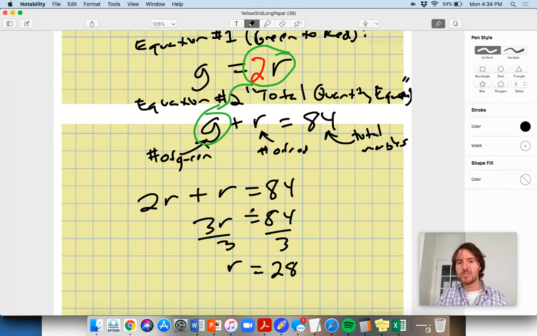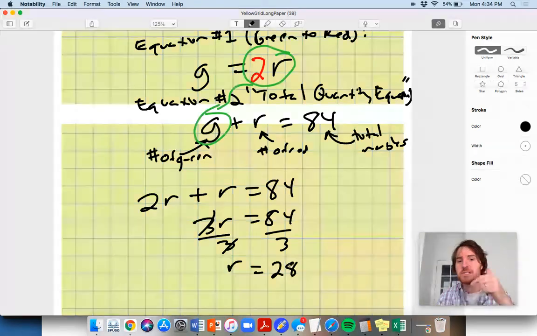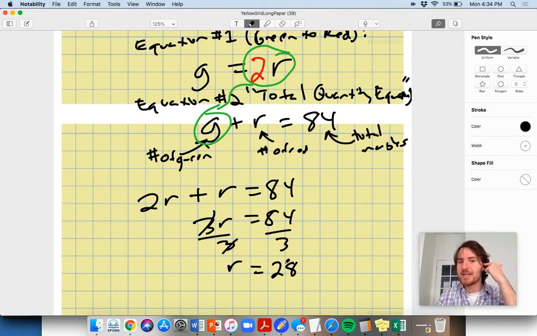R equals 28 because I divided both sides by 3, isolated R. 84 divided by 3 is 28, right? What I say is do it in your calculator first and then check it in your head real quick. Does my answer make sense? Yeah, 28 times 3, it's a little over 75, right? 25 times 3 would be 75, a little bit higher. Yeah, checks out, all good.